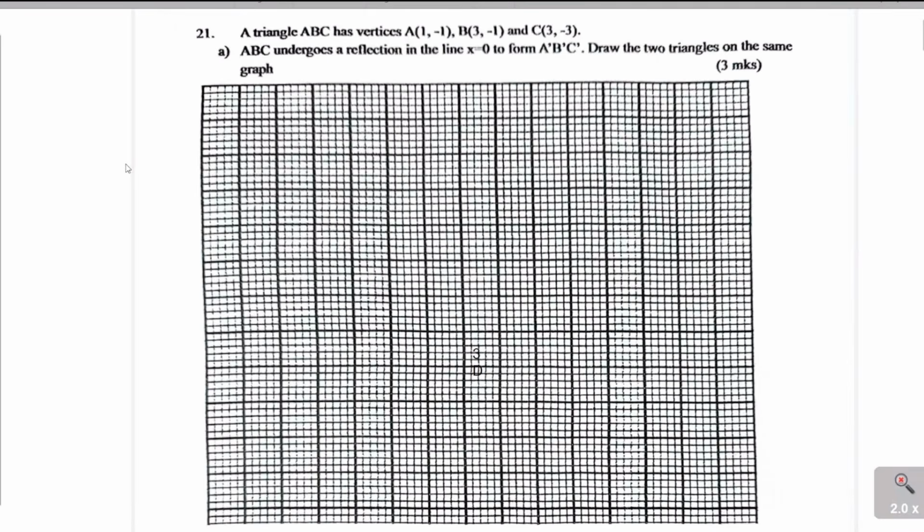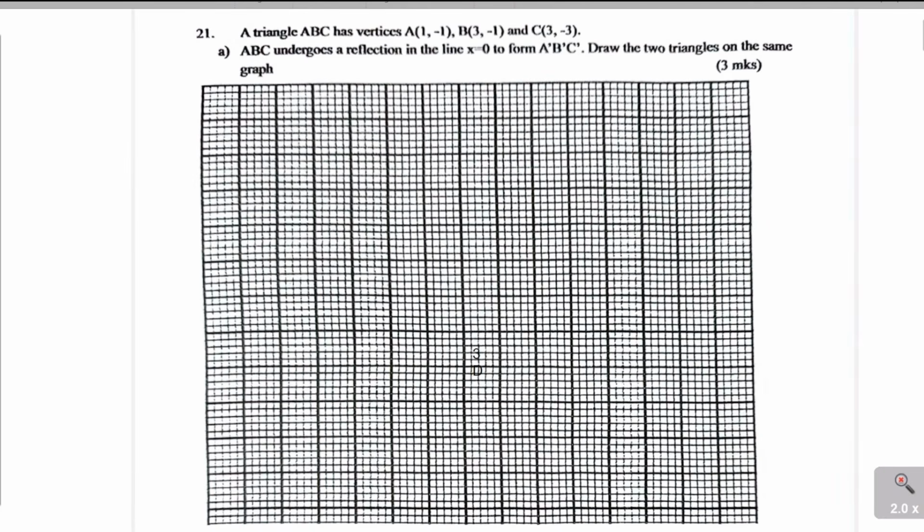Question 21. A triangle ABC has vertices A(1, -1), B(3, -1), and C(3, -3). Part A: ABC undergoes a reflection in the line x equals 0 to form A prime, B prime, C prime. Draw the two triangles on the same graph. So that is the first question.